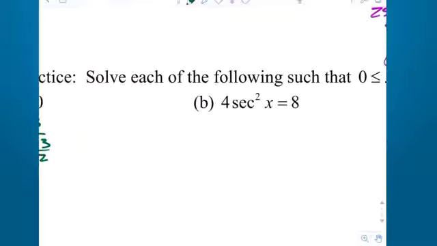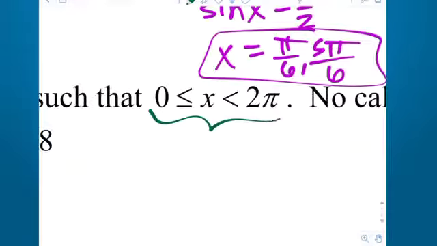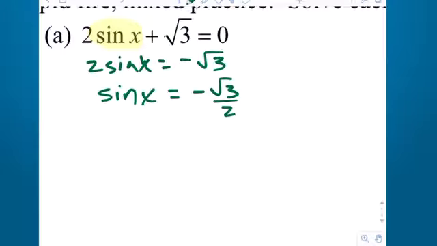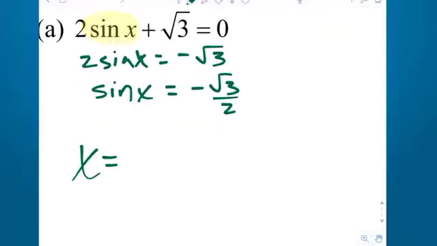So it says up here to solve each of the following in our happy zone, right? 0 to 2 pi. That's once around the unit circle. So 0 is included and all the way around up to but not including 2 pi. So now we just think, okay, where on the unit circle, for what angles x is sine equal to negative square root of 3 halves? 4 pi thirds and 5 pi thirds. Very good. And those are your two answers.